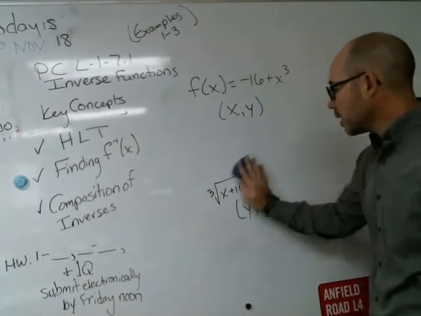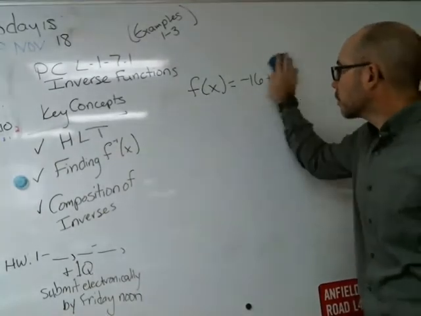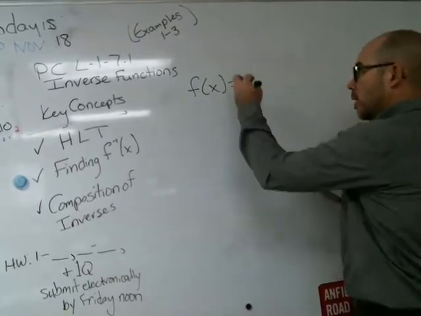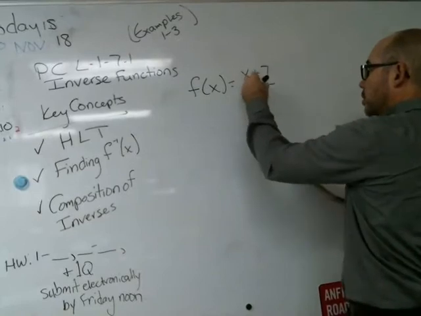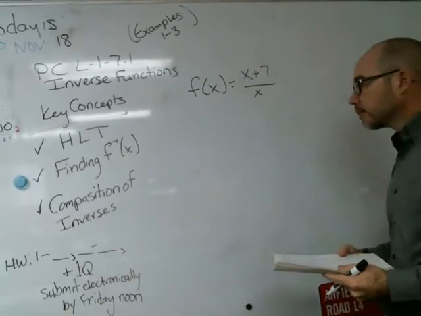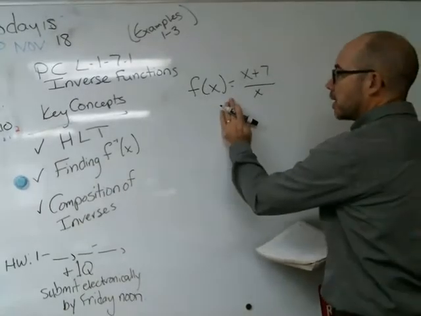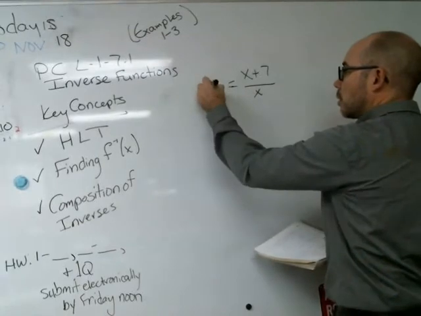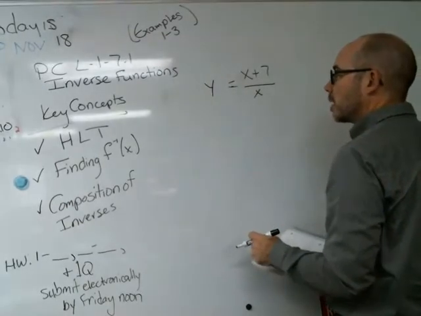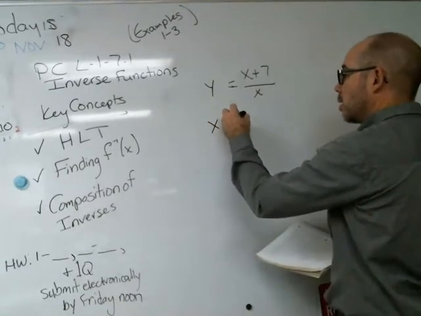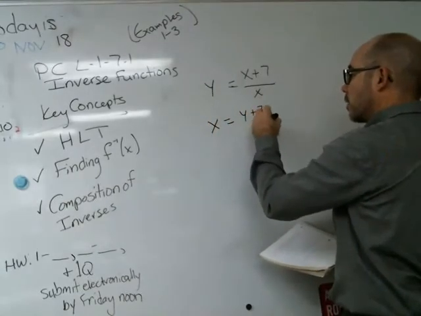Okay, that's the process. Let's do a couple more. Start off with f of x. This one's a rational function, x plus 7 over x. Step 1 is to replace f of x with y. Second step is to replace x's with y's and y's with x's. So switch where they're located here. This will be x equals y plus 7 over y.